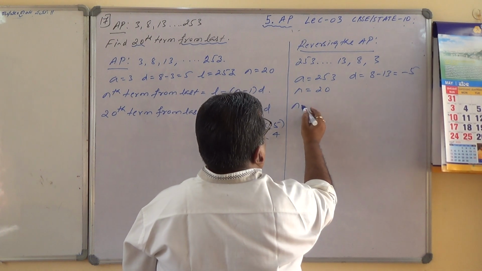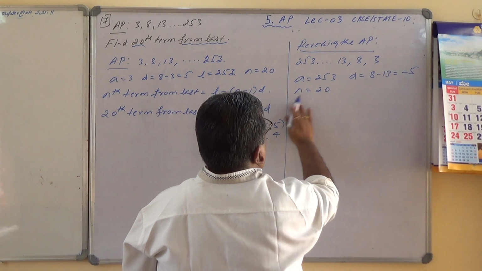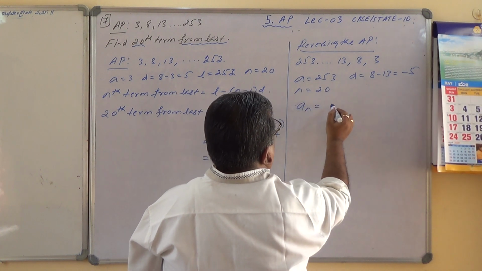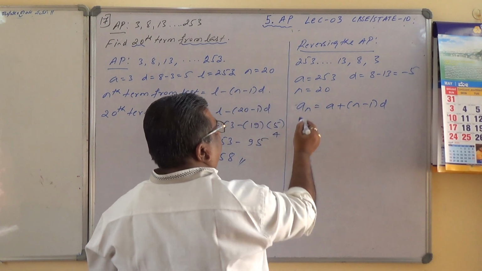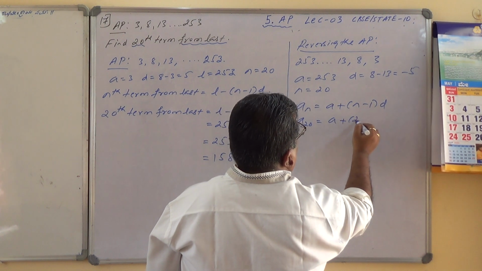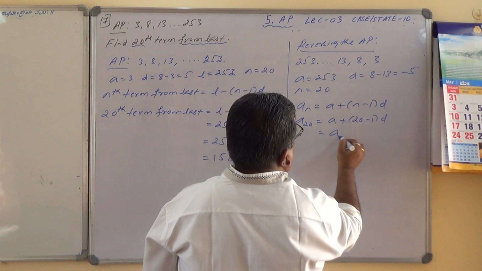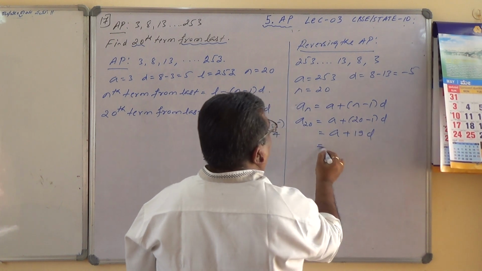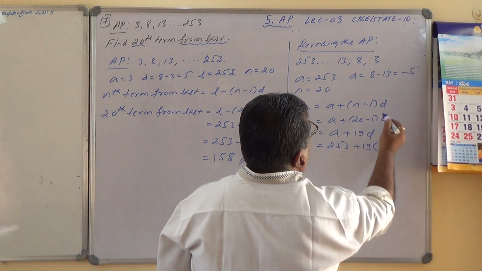Therefore the nth term from the end is nothing but an. An equals a plus (n minus 1) times D. So this is the 20th here: A20 equals a plus (20 minus 1) times D, or a plus 19D. A is 253, plus 19 times D, which is minus 5.